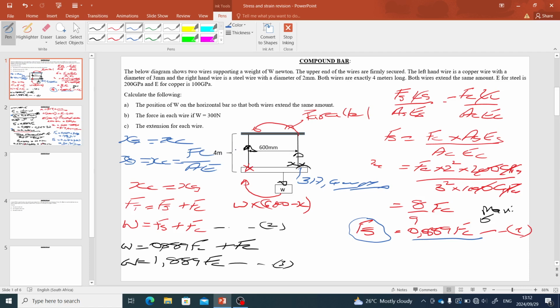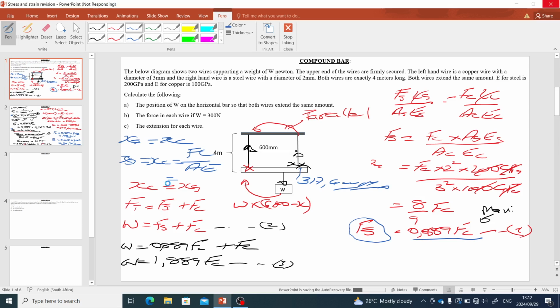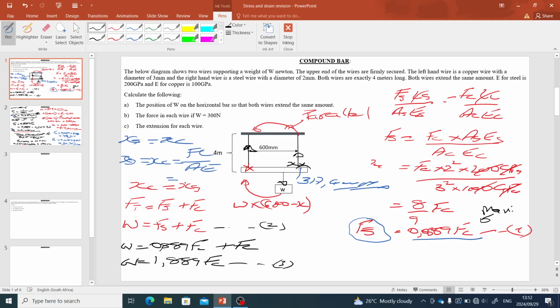Then multiply by the distance, it is 4 meters. Whether you use the area of the copper or of the steel, it doesn't matter. Whether you use the Young modulus of the steel or the copper, it doesn't matter. Your answer would be the same and the correct one. And in this case, our extension would be 0,898 millimeters. Right, you can work it out and prove it if it is so. This is how we tackle such questions, good people.